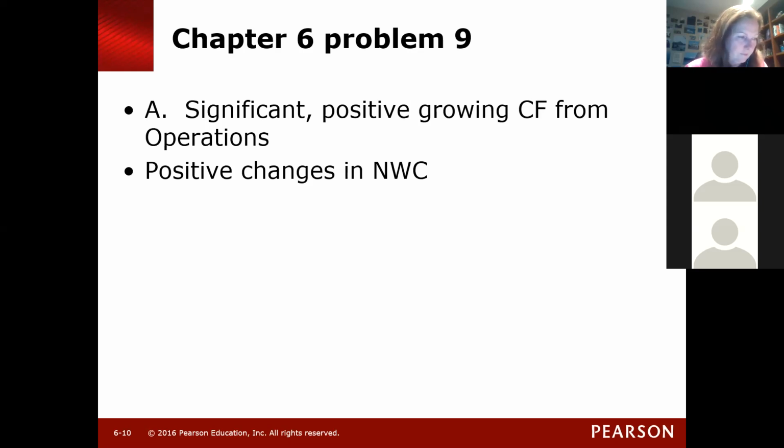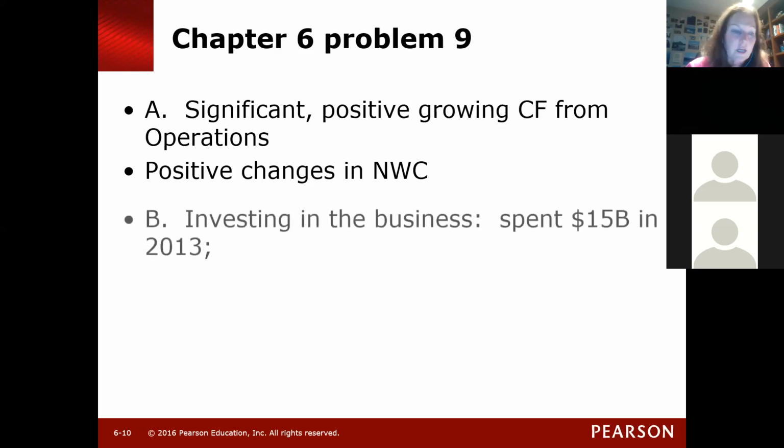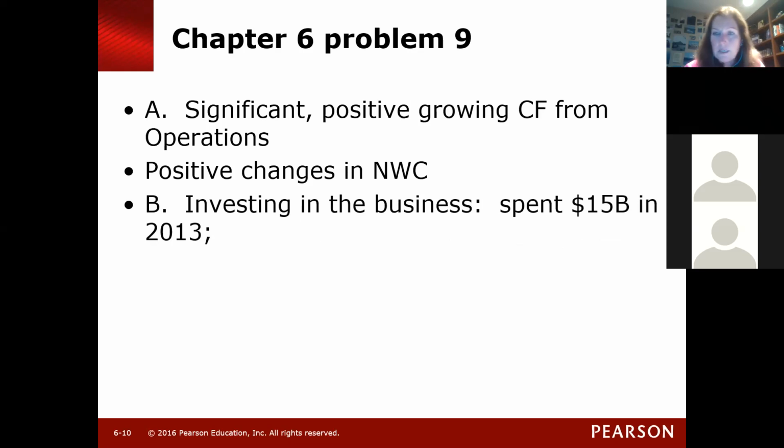Sure. It looks like over the 4 years, they're continuing to increase their investment expenditures. Okay. So they're continuing to invest. Okay. And then part C, let's see who else is in here. Stephanie, how about part C?